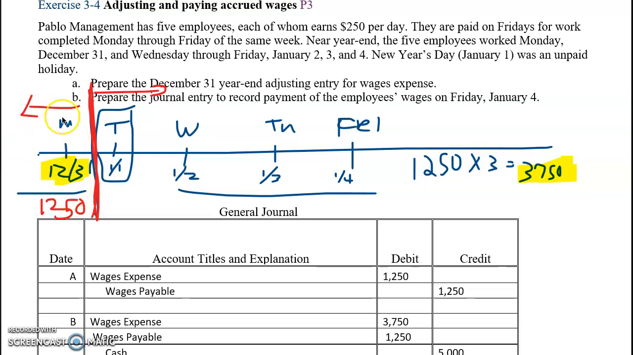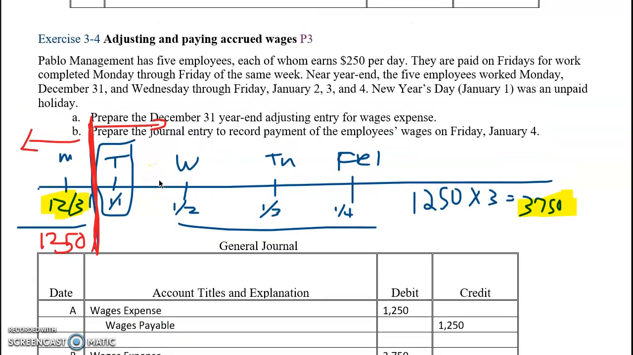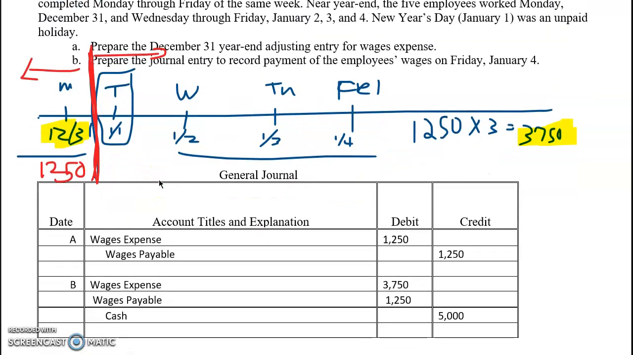So we had figured out what the wages were for just that one day on Monday, December 31st. And we recorded that as a wage expense and a wage payable in part A in the prior video. So the daily wage, if you want to look at it that way, is $1,250 a day. How do we know? We calculated it just for one day on Monday. So it's $1,250 a day.